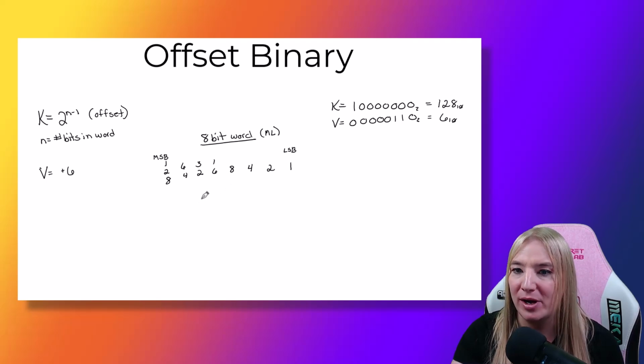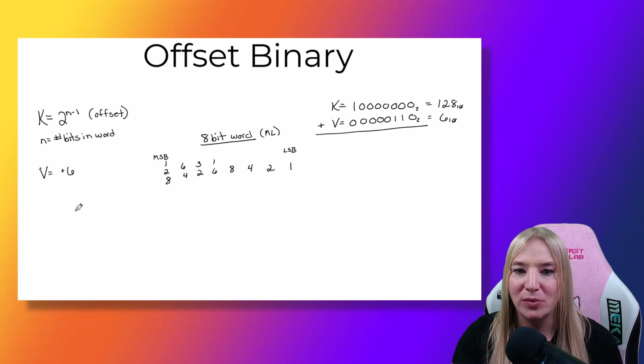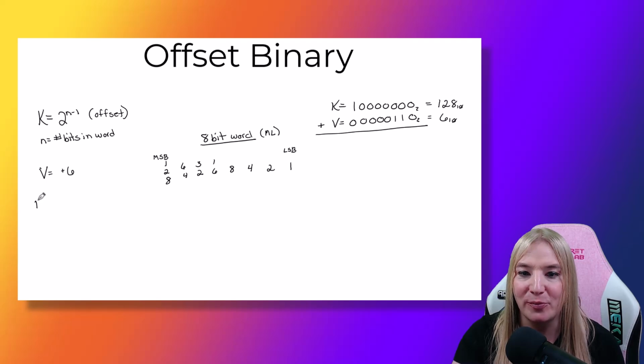So I'm going to come down here and we're going to add these together. Actually, let's do it here. Right here. Because this 6 is positive, we're going to add it to the previous number. Now for binary addition, here are the rules. I'm going to write the rules down here.